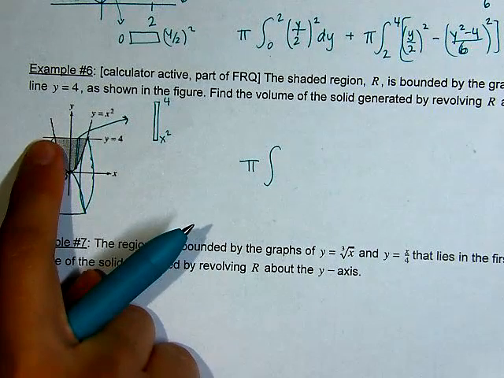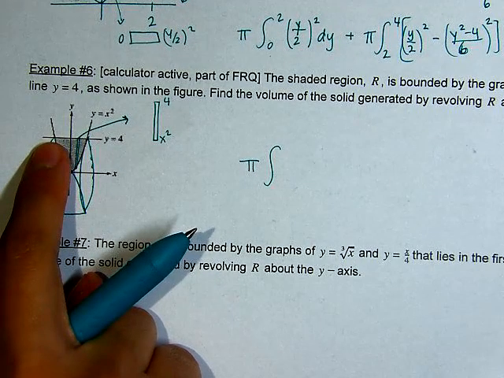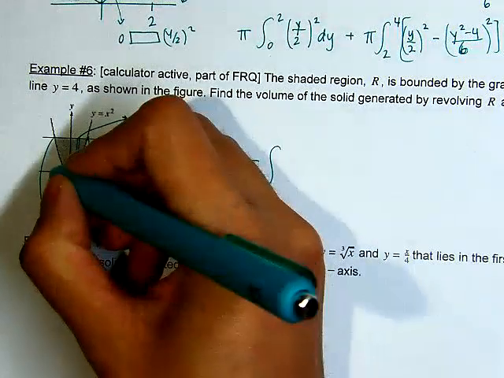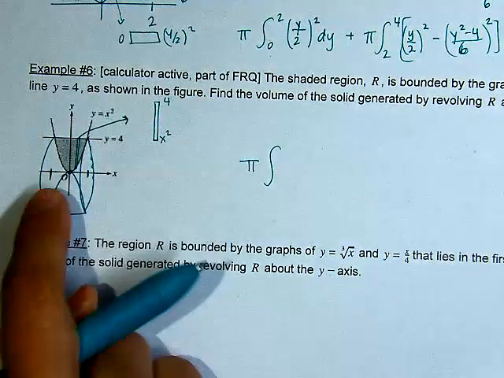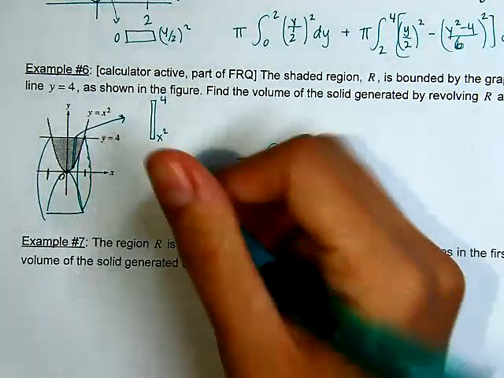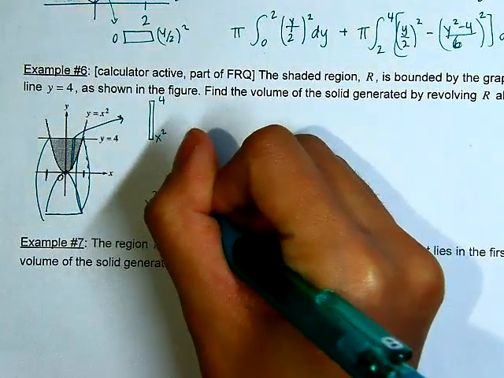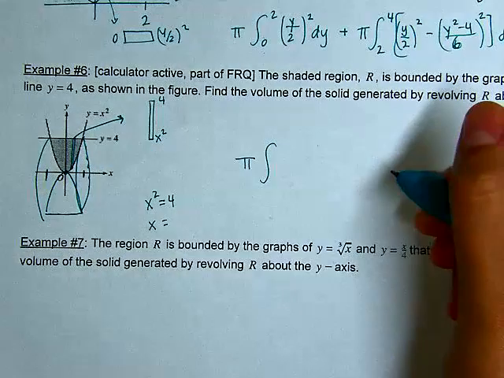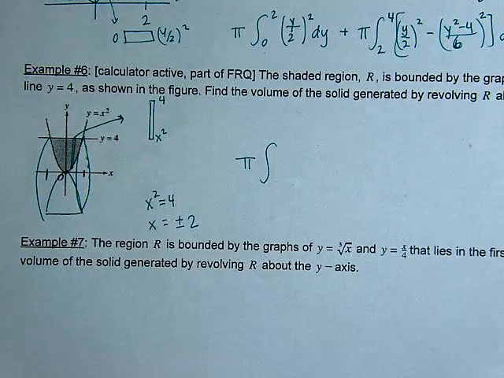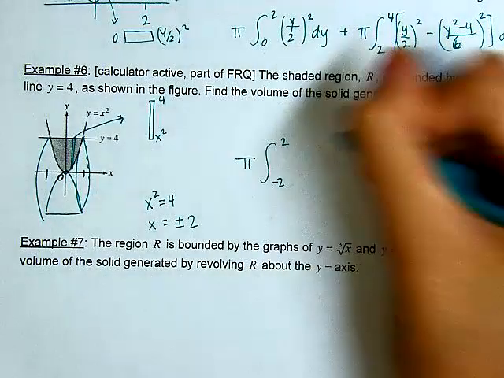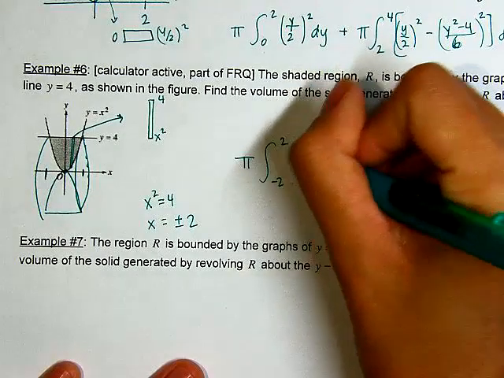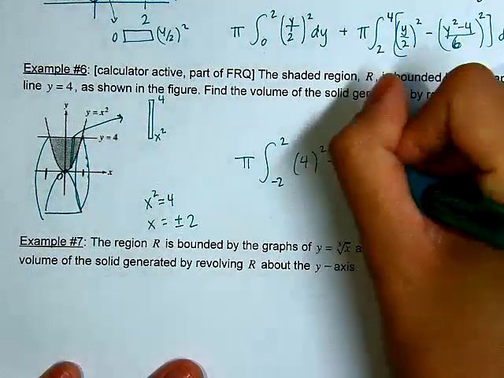Because I'm going from the second quadrant all the way to the first quadrant, I do need to go from the negative x's all the way to the positive x's. So in order to find that, I would set x squared equal to 4. And to find where they intersect, x would have to be 2 and negative 2. So those are my boundaries. My outside radius is 4. My inside radius is x squared.